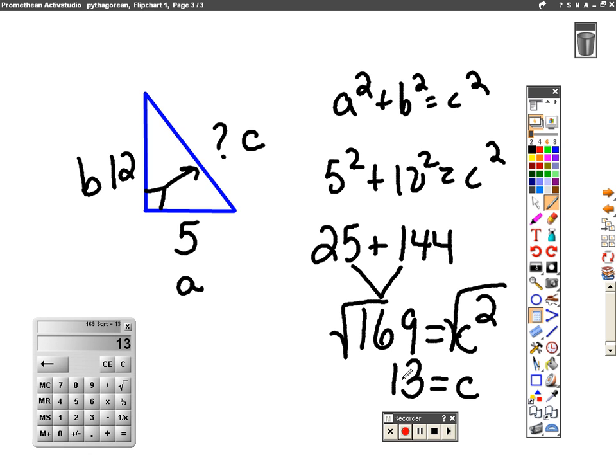answer is 13. I hope this process helped you, and now it's your turn to try.